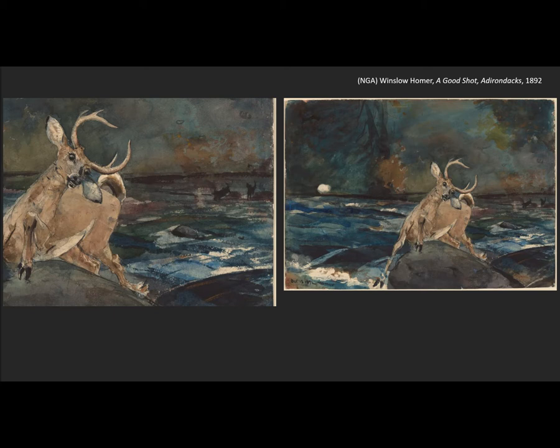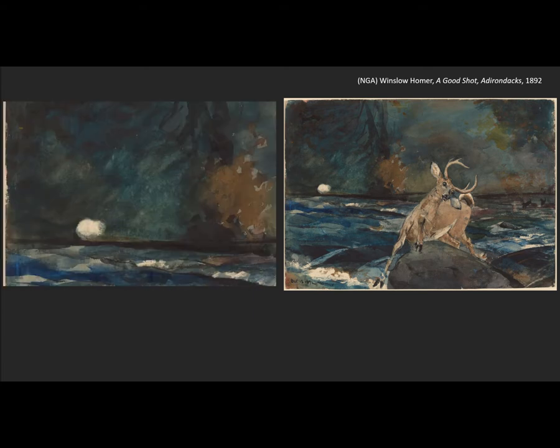And just at the moment when the deer is about to get away, boom, right? All we see from the hunter, a little darkness back here, and the gun, right? So the deer is caught at the exact moment it's been shot, right? A good shot in the Adirondacks. He's on the side of the hunter, right? This is not about the poor deer.